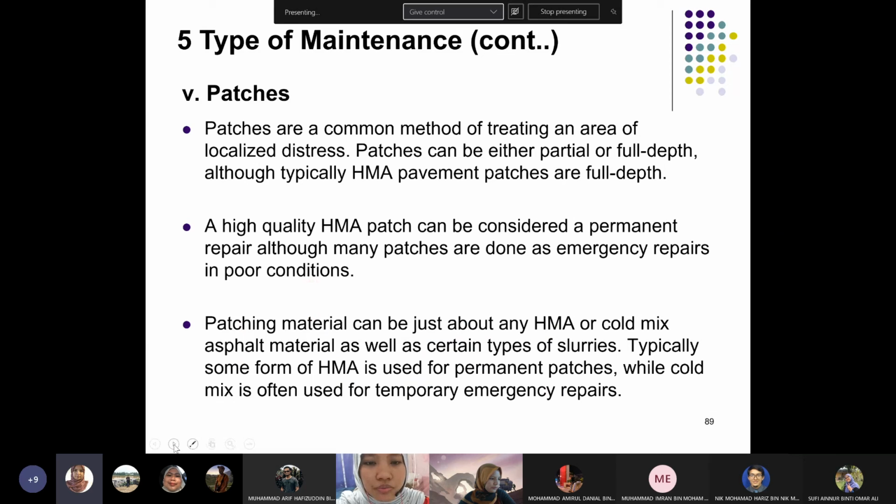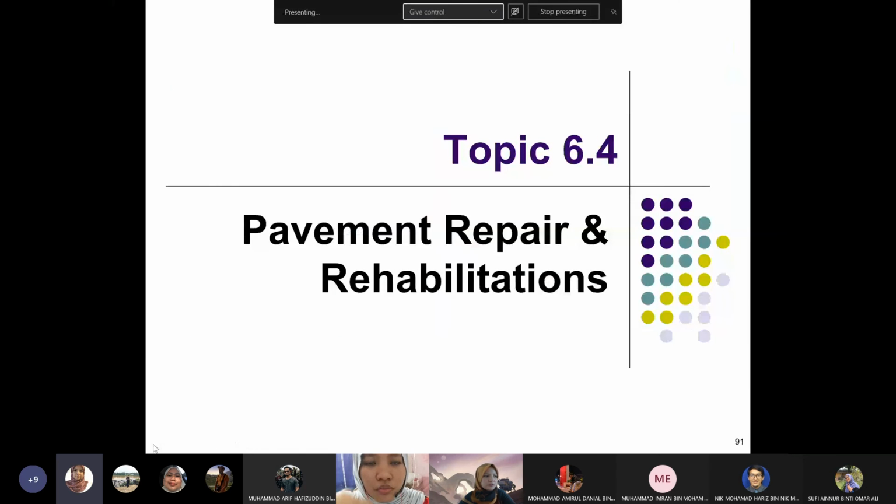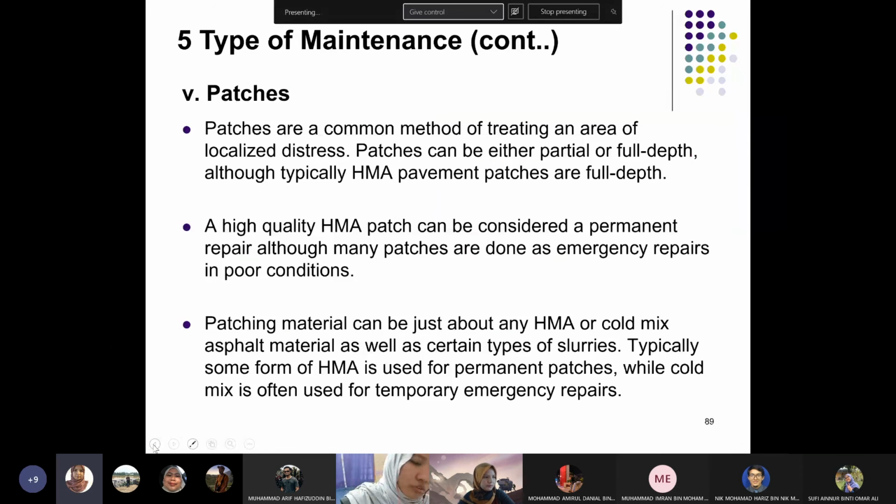Okay, and then the number 5 here, I think this is the last one. This is the last one under maintenance, which is patches. Yes, sampai patch saja kita panggil sebagai maintenance. Okay, patch ni you tahulah untuk solve those apa kita panggil sebagai pothole. Okay, pothole. Right, this is common method of localized stress. It can be either partial or full depth, right? And although typically HMA pavement patches are full depth, it can be either one.